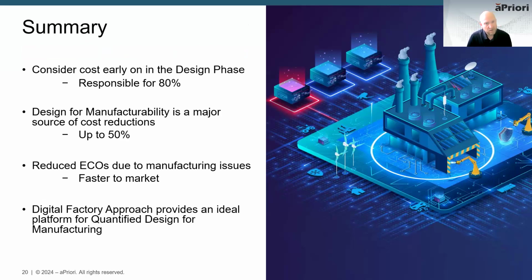We also find from our customers they really have a significant reduction in engineering change orders due to manufacturability issues. If you can spot something earlier, you're going to be much faster to market. You don't want to wait until the design reaches your supplier or even the shop floor internally if it's got some manufacturing issues that are going to need some changes. And since we use a digital factory approach, it really is the ideal platform for delivering quantified design for manufacturing. So you get a really good idea of what you need to change and what sort of difference it's going to make.